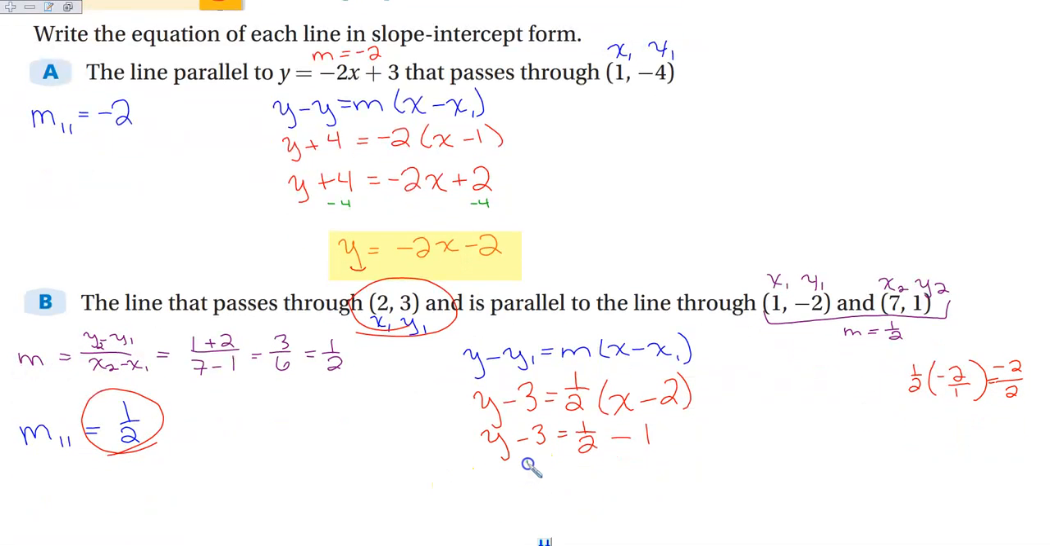Then from here, we're going to add 3 to both sides, and I'm going to have y is equal to 1/2 x plus 2. I forgot the x up here. So this equation is going to be parallel to this one. They have the same slope, and it will go through the point (2, 3). If you have questions on that, please write them down now.